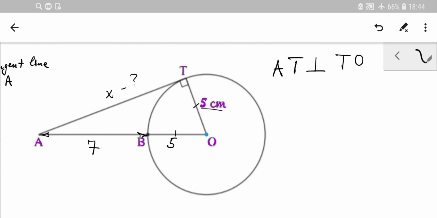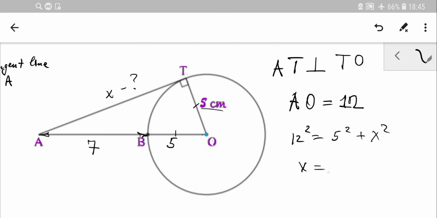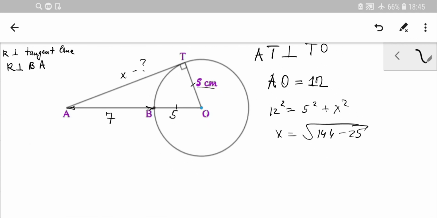So AT is unknown. Because TO and BO are radii, we can figure out the total length AO: 7 plus 5 is 12. How can we set up x? Just apply Pythagoras. 12 squared, the hypotenuse, equals 5 squared plus x squared, from where we can figure out x easily. x is the square root of 144 minus 25, and if you calculate, that will be the answer for x.